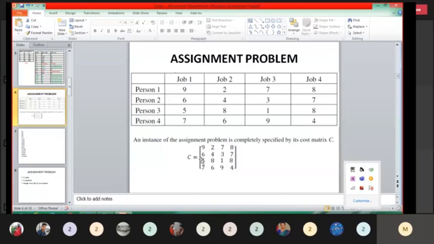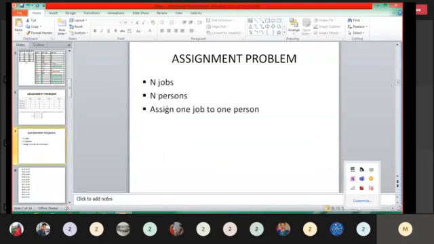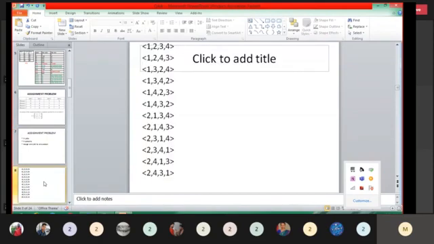Okay, this is called the cost matrix. So now we have persons. The condition is to assign one job to one person, right? Initially we are going to examine all the possibilities. Among all the possibilities, we are going to find the minimum cost, right? So the assignment problem is used to find the minimum cost.